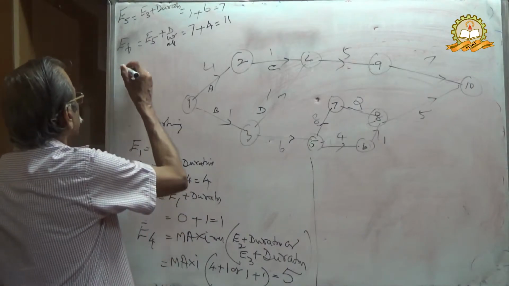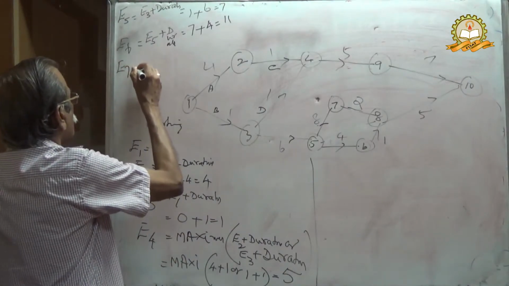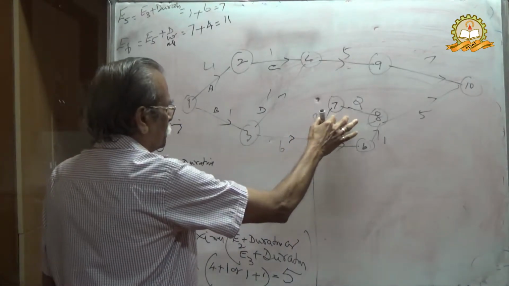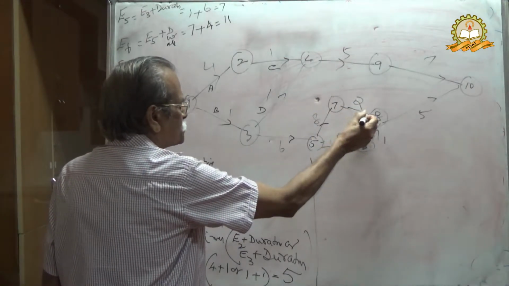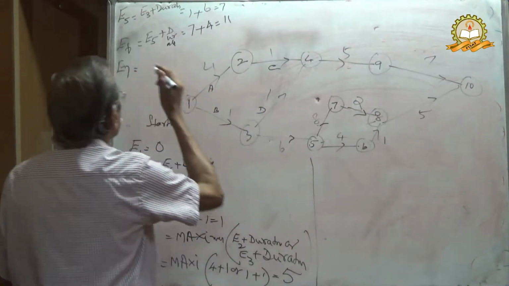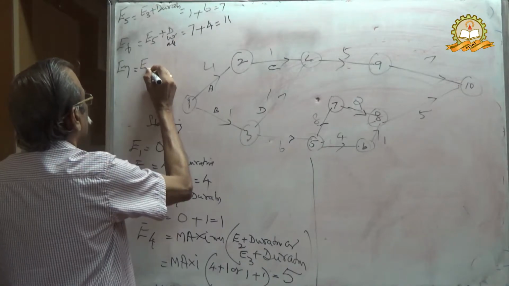Then E7. You can think of E7 only this way, but the arrow goes here from here. Therefore, E7 equals E5 plus duration.